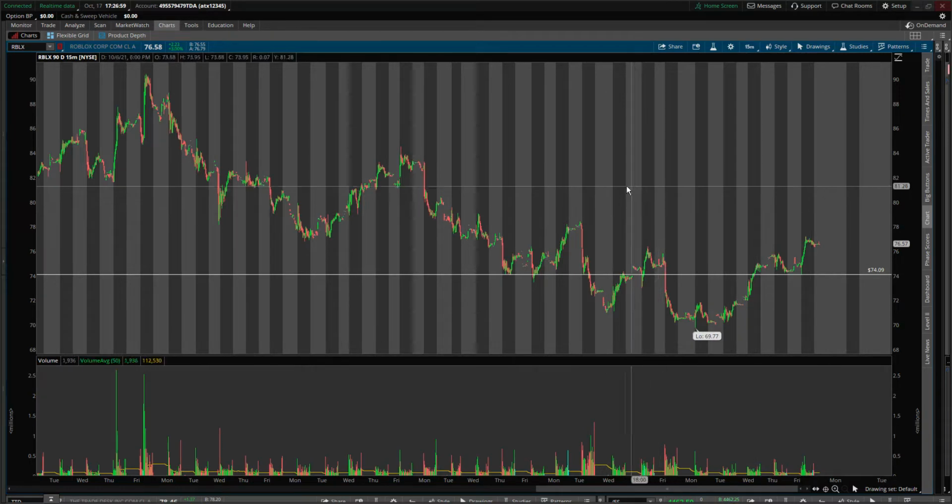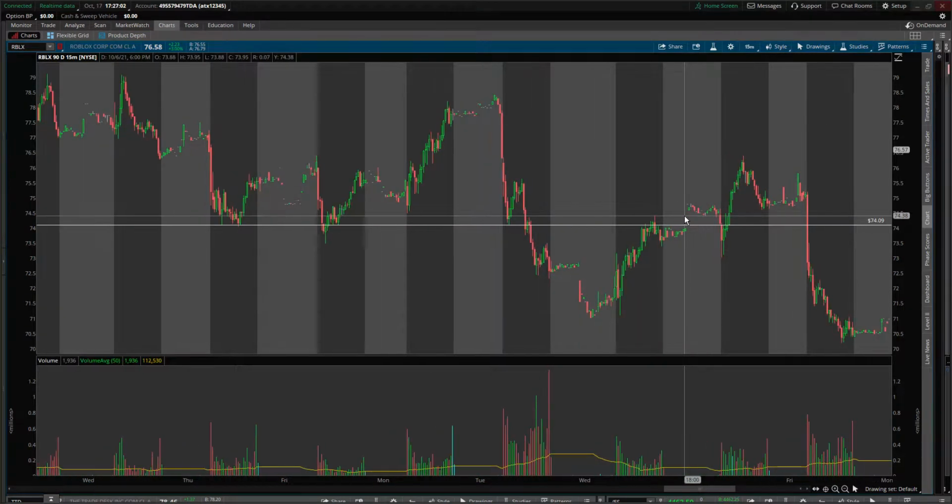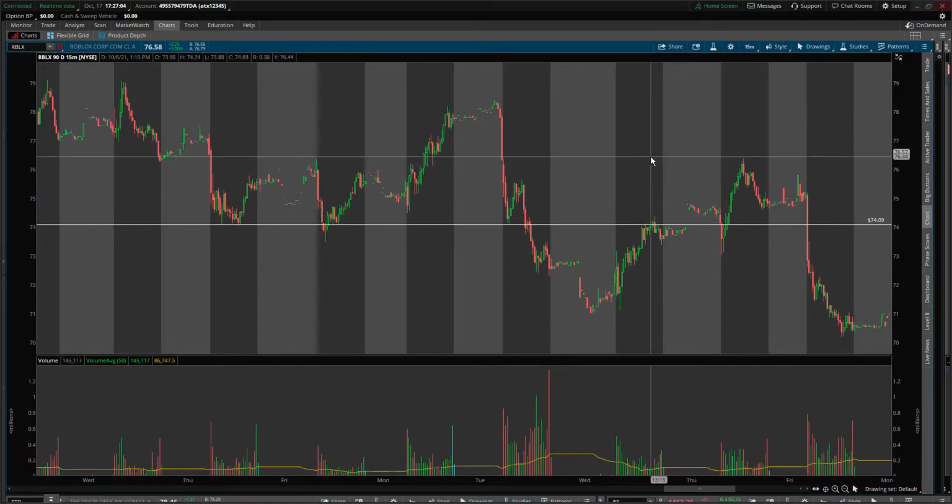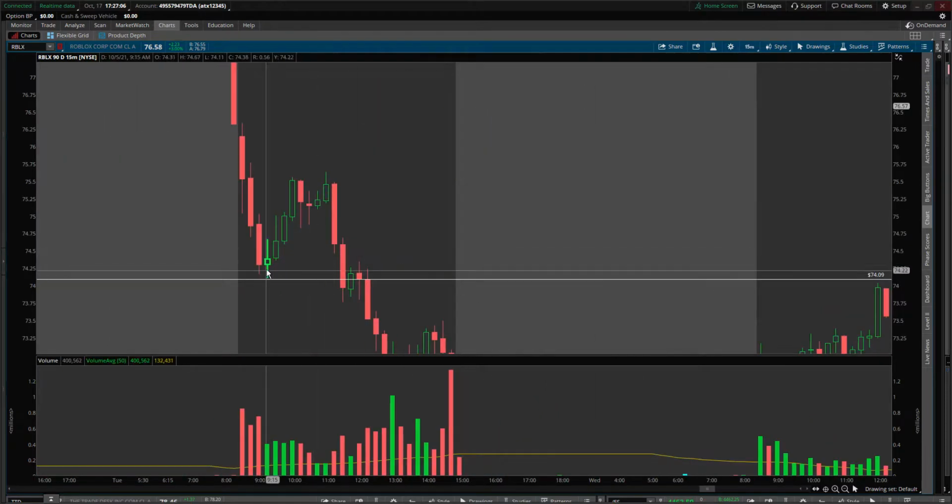The thing I like about my levels is they don't have to be perfect. Like I said, they just have to work with my theory. So I could have easily grabbed this level instead. It seems like it worked pretty well.